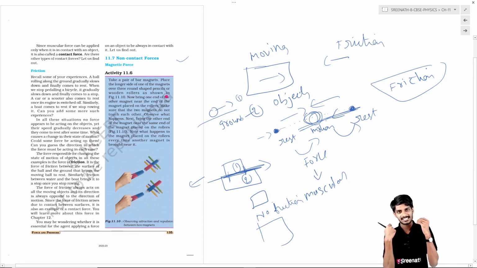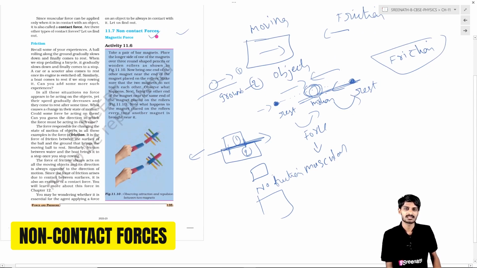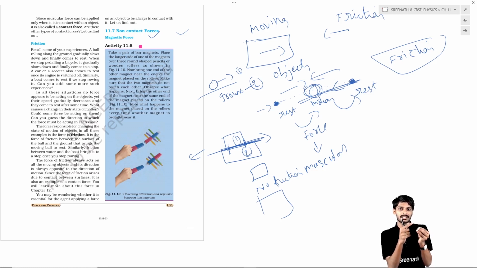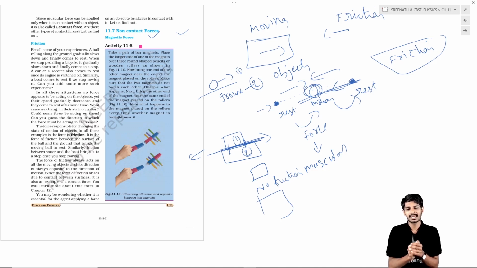Now we have completed 6 topics. Now we are going to discuss the 7th topic, that is non-contact forces. Previously we have seen contact forces. If two interacting objects are in contact and a force comes into play, then it is called a contact force. If two interacting objects are not in contact, but there is a force that comes into play, then we call it a non-contact force.